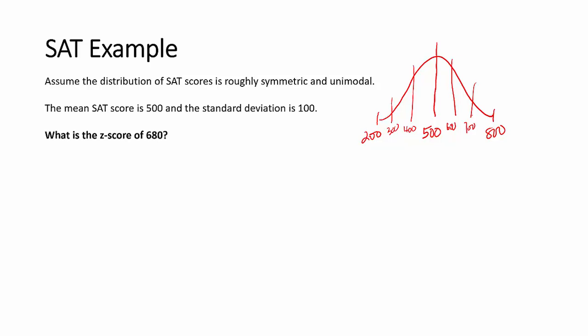So remember that our z-score is whatever this data point is, minus the mean, divided by the standard deviation. So let's plug into that. We get 680 minus 500 divided by 100.